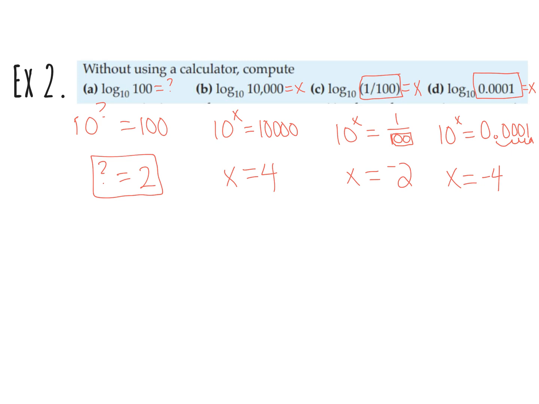If you don't like working on it that way, you can convert that decimal to a fraction. So this would be 1 over, look at the place value, tenths, hundredths, thousandths, ten-thousandths, so 10,000. And again, just look at the number of zeros that you have, and make sure you put a negative if it's a fraction.